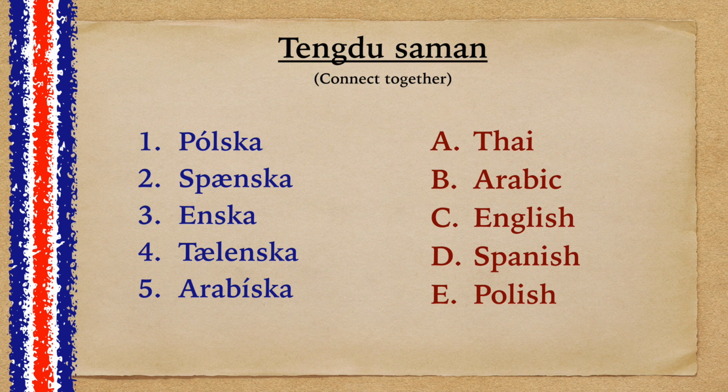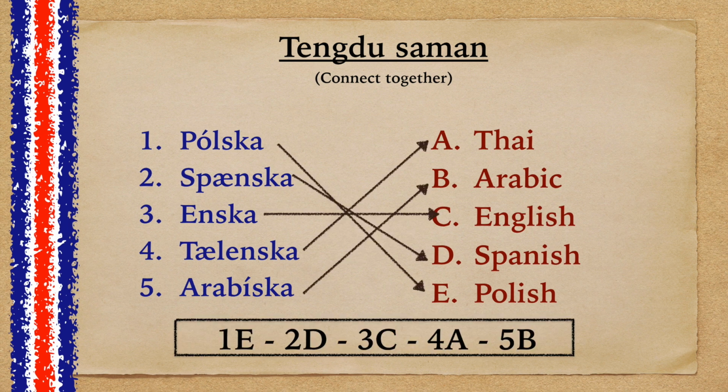Now let's start with the exercises, and remember that you can always press pause, take a 5-minute break if your brain is overwhelmed. The first one is easy, just connect the Icelandic to the English. Press pause, take all the time that you need, and now I will give you the result. The Icelandic pronunciation of these words is Polska, Polish, Spænska, Spanish, Enska, English, Thailandska, Thai, and Arabiska, Arabic.